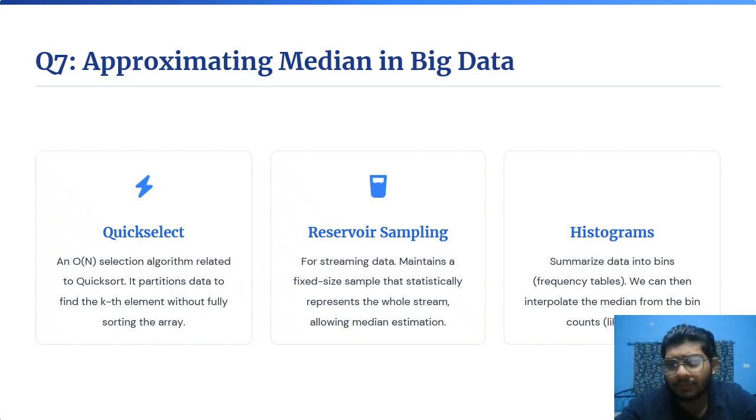Now, histograms summarize data into bins or frequency tables. We can then interpolate the median from the bin counts. So that is it.